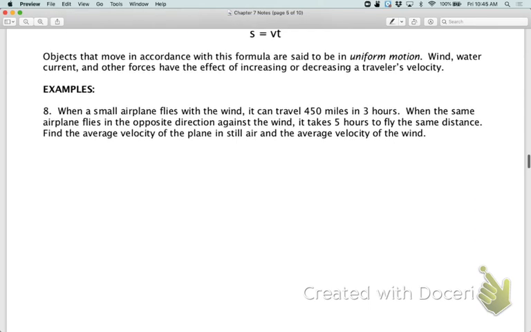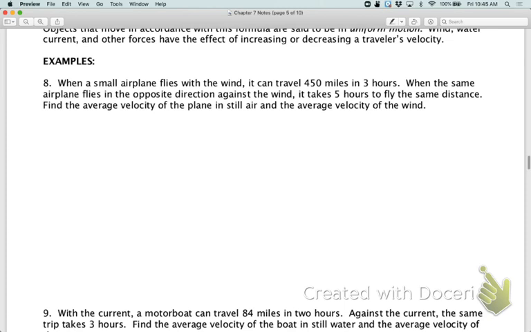Okay. So here's an example. When a small airplane flies with the wind, meaning it's going the same direction as the wind, it can travel 450 miles in 3 hours. When the same airplane flies in the opposite direction against the wind, it takes 5 hours to fly the same distance.